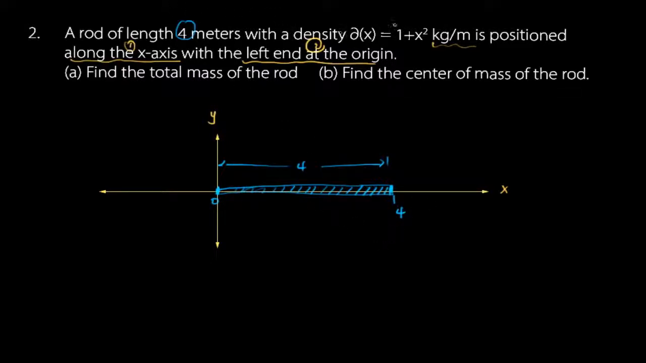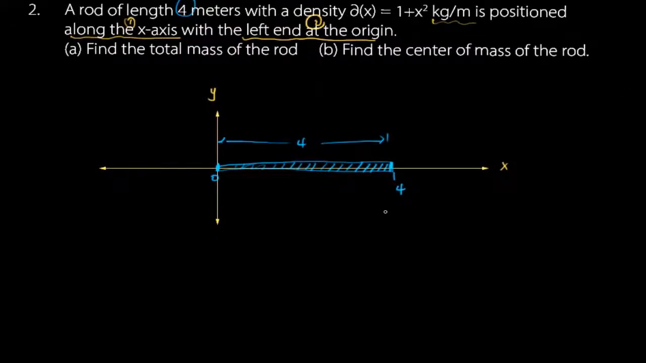We're also told that the density of the rod is 1 plus x squared kilograms per meter. So the density we are given, that's the density of the rod. The density of the rod is 1 plus x squared kilograms per meter. Now we're told to find the total mass of the rod.